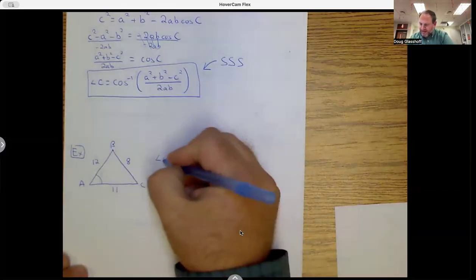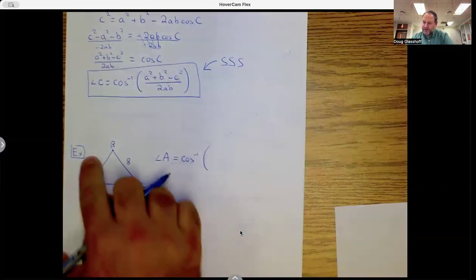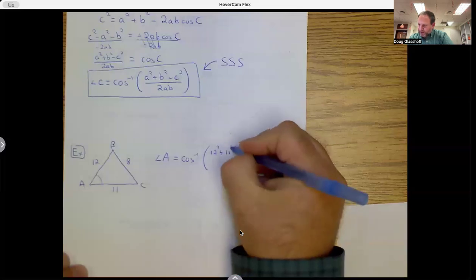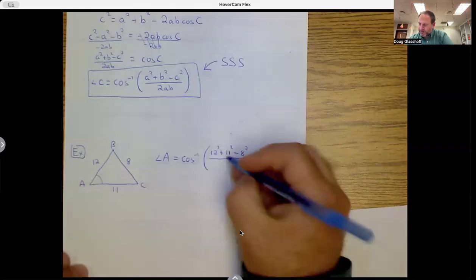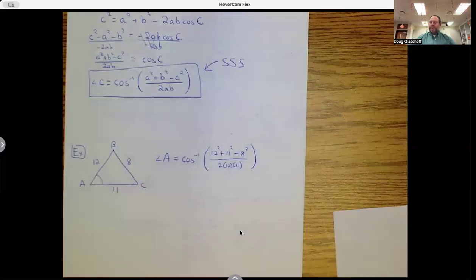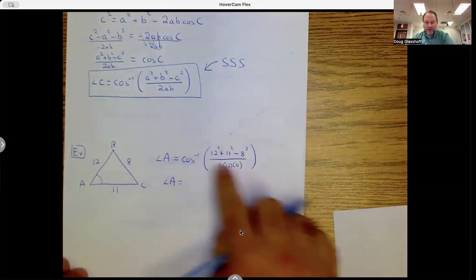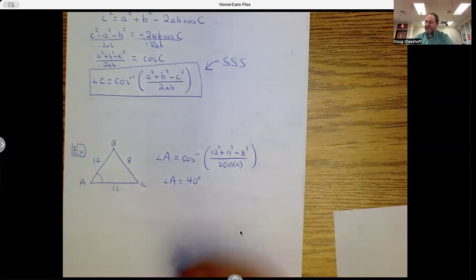So in this case, to find angle A, I'm going to do cosine inverse of, and it doesn't matter the order, 12 squared plus 11 squared, and then the minus 8 squared, it has to be the one across from the angle you're looking for. And then that's over 2 times 12 times 11. I can type it all in just like that into my calculator. If I do cosine inverse of all that, and I rounded to the nearest degree, I got 40 degrees.